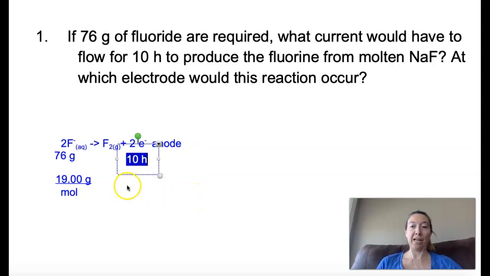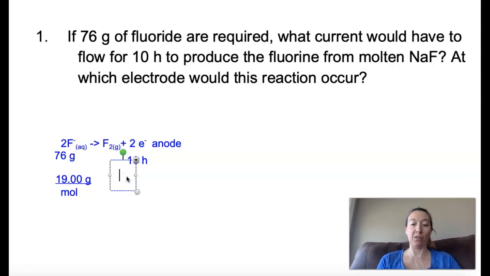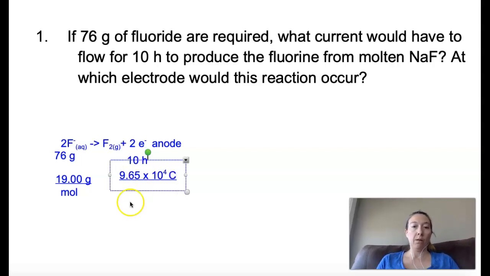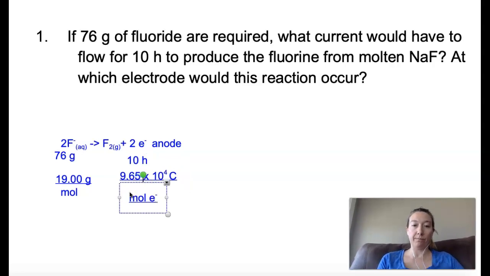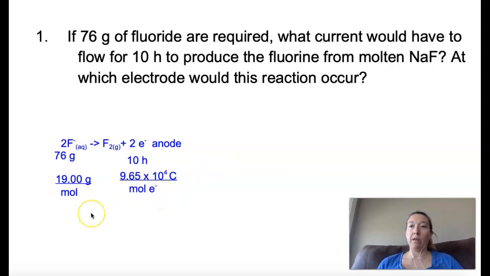The other thing we are going to have is our Faraday's constant. So 9.65 times 10 to the 4 coulombs per mole of electron. Okay, so what are we looking for?